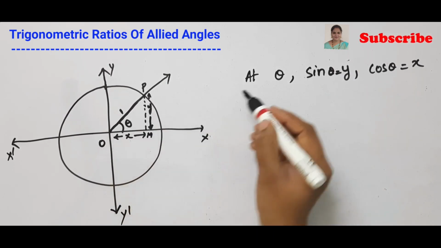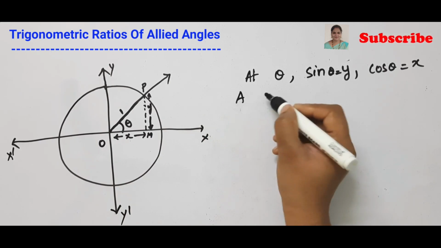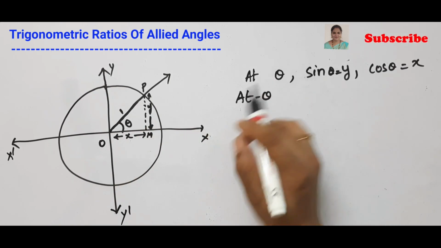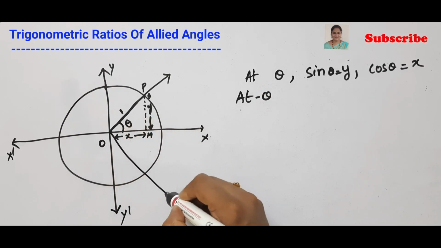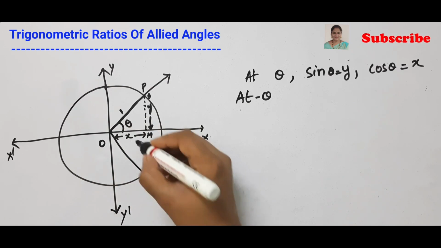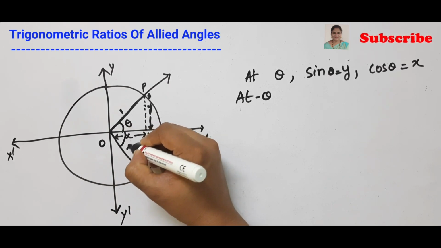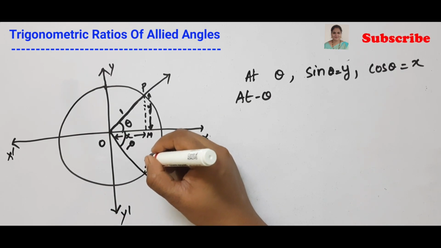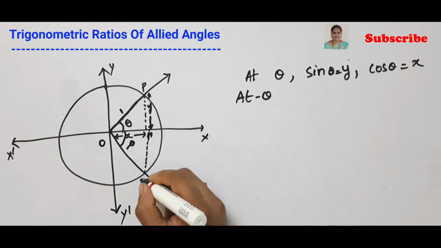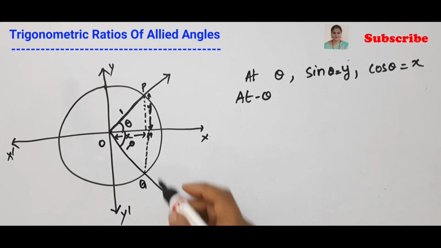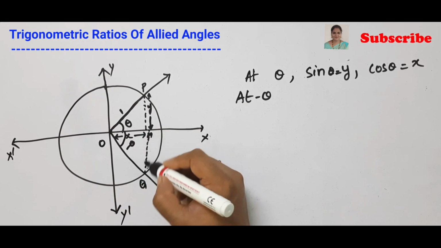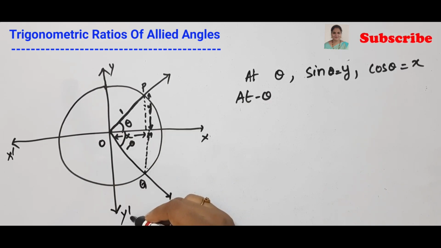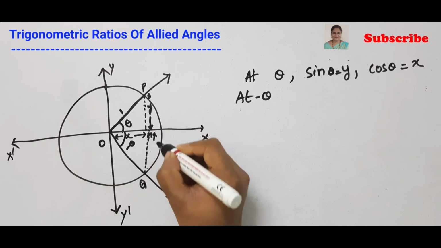Next, if you want to study trigonometric ratios at minus theta, the terminal ray will be making an angle here, is it not? In the fourth quadrant, this angle becomes minus theta. Now draw a perpendicular from here to here. Let this be Q. Then the length of this side will be, here y is negative, so this will be minus y.